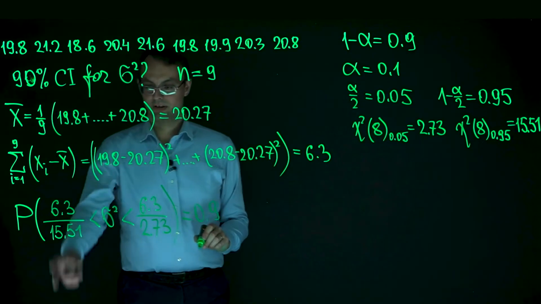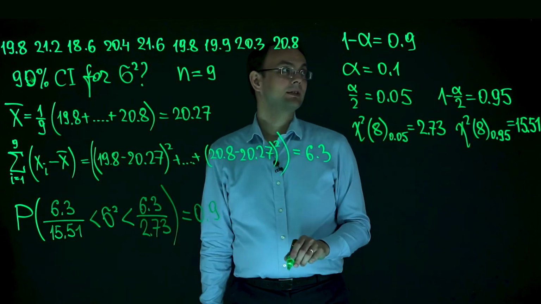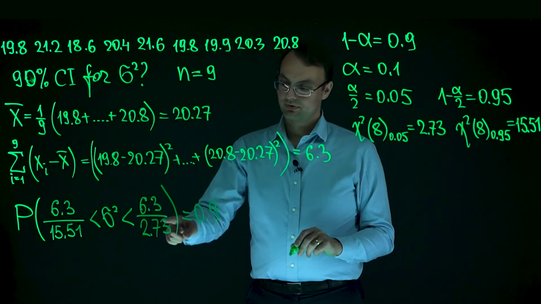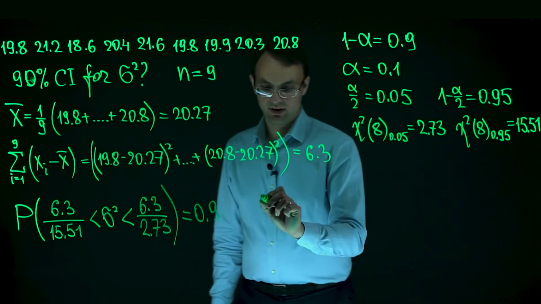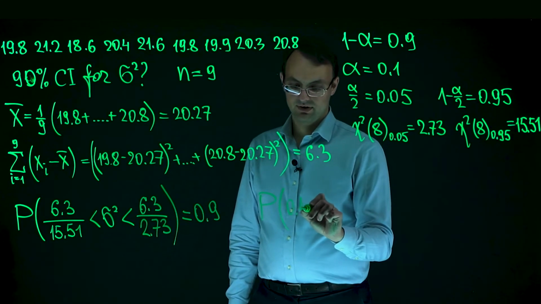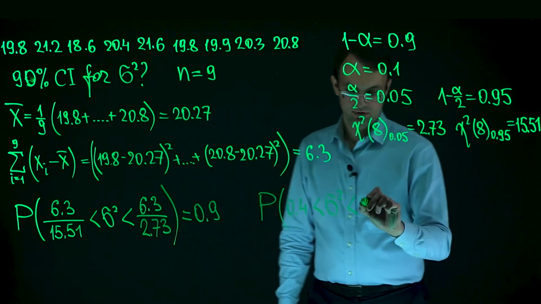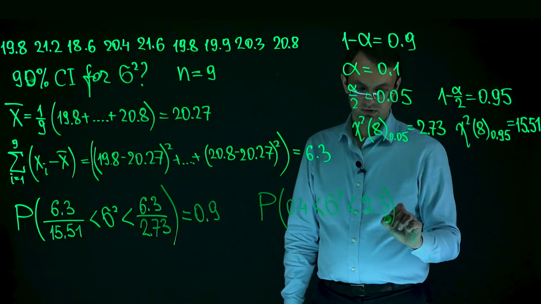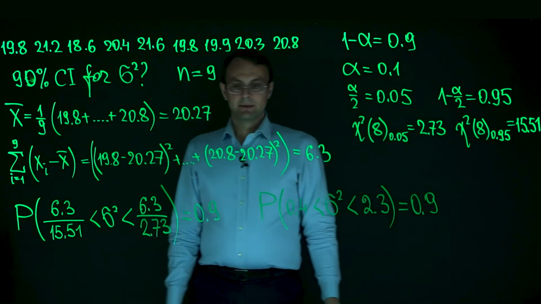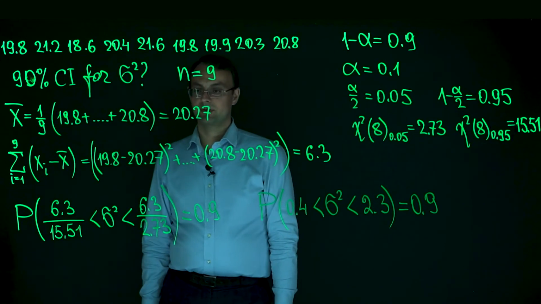And so if we do these two divisions, we'll get 0.4 here and 2.3 here. So the final answer is that the unknown variance is from 0.4 to 2.3 with probability 0.9. So that is how it works for the variance.